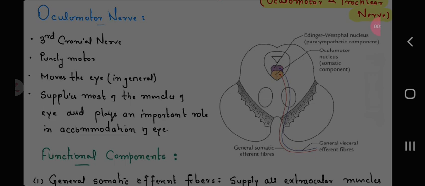Edinger-Westphal nucleus, parasympathetic component. GVE column: 3, 7, 9, 10. Edinger-Westphal nucleus. Ptosis, down and out pupil: PDO. Oculomotor nucleus, somatic component. Cranial somatic efferent fibers. General visceral efferent: GVE 3, 7, 9, 10 and GSE 3, 4, 6, 12.